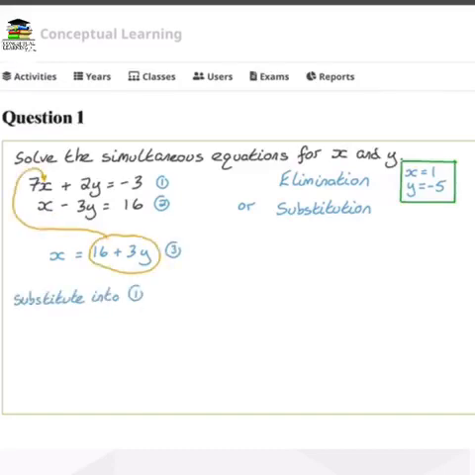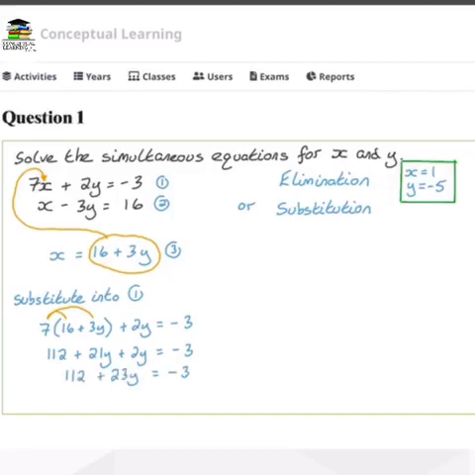We now need to substitute this into equation 1. This gives us 7 multiplied by (16 plus 3y) plus 2y equals negative 3. Expanding or multiplying out the brackets gives us 112 plus 21y, as 7 multiplied by 16 is 112 and 7 multiplied by 3y is 21y. Grouping our like terms gives us 112 plus 23y equals negative 3.